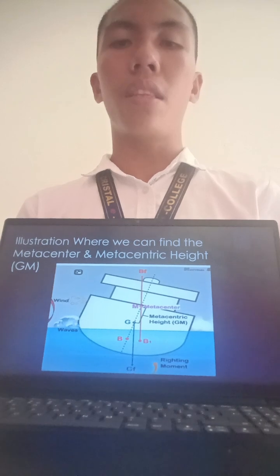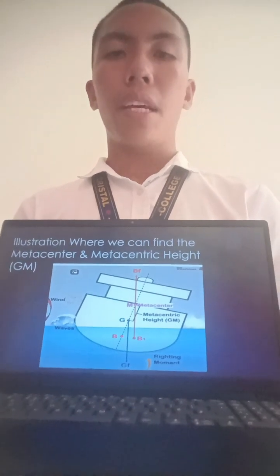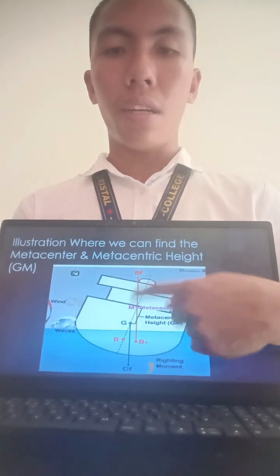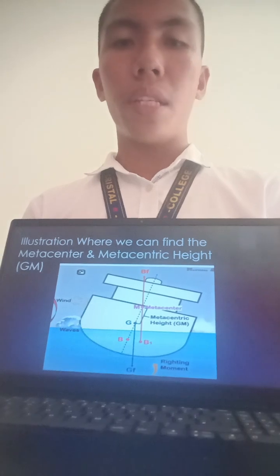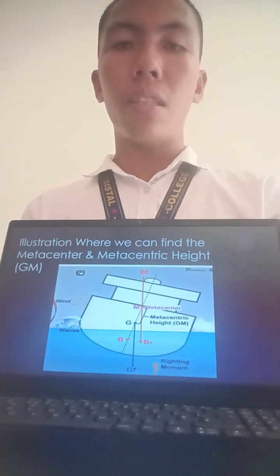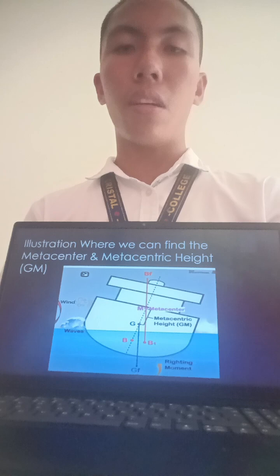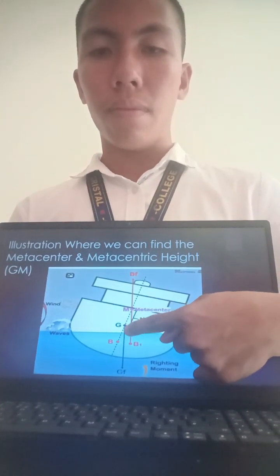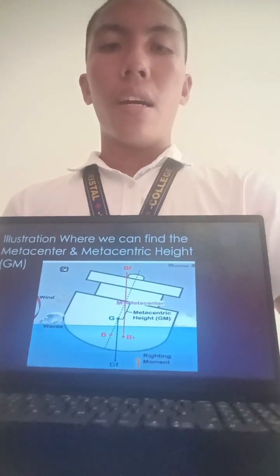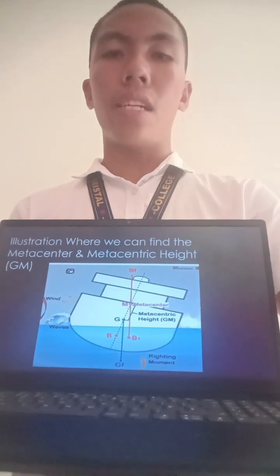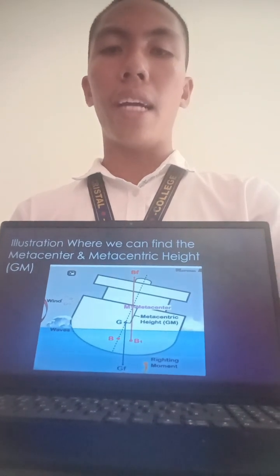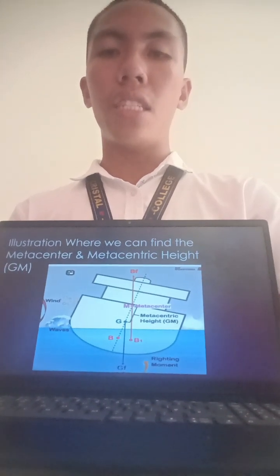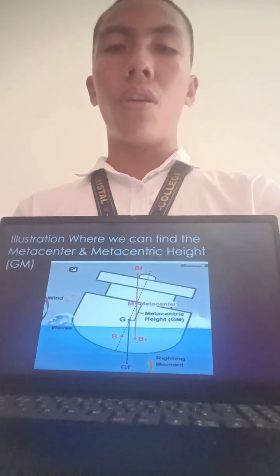Next is the metacentric height, the key to stability. The metacentric height is the vertical distance between the center of gravity and the metacenter. A larger metacentric height indicates greater initial stability. A smaller metacentric height indicates less initial stability. The metacentric height can be adjusted by changing the weight distribution of the ship.